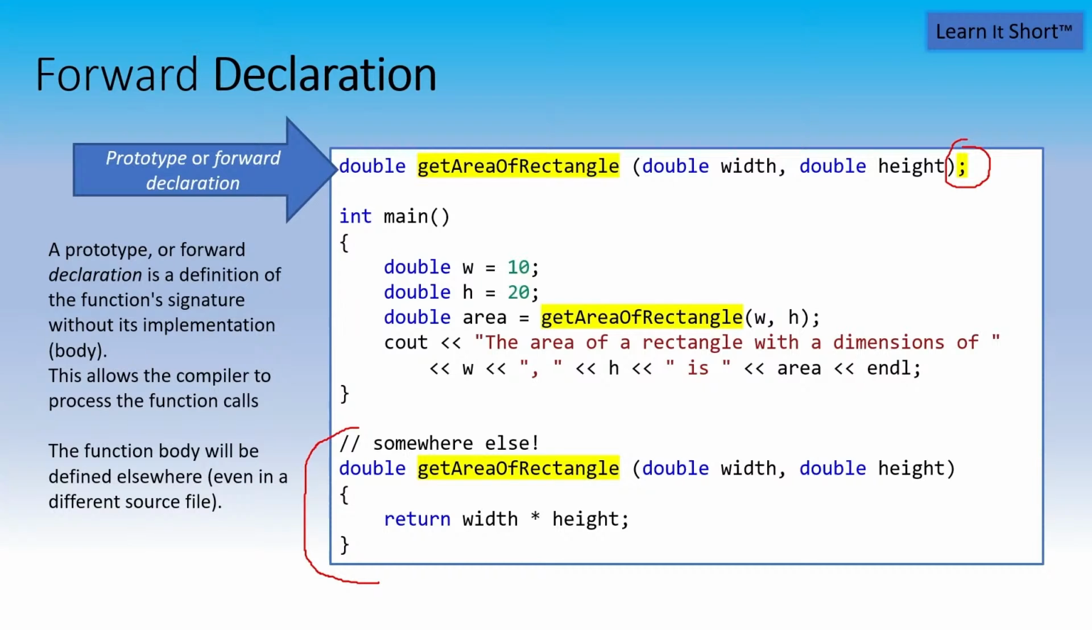Anywhere in our code where we want to call or use the getAreaOfRectangle function, we need to have this forward declaration. And this forward declaration could effectively be duplicated dozens of times by all of the different source modules that are using or calling that function. But we need to make sure that we only have exactly one place in our application where the function is actually defined. So that will be somewhere else, and as I said, maybe in a separate file.